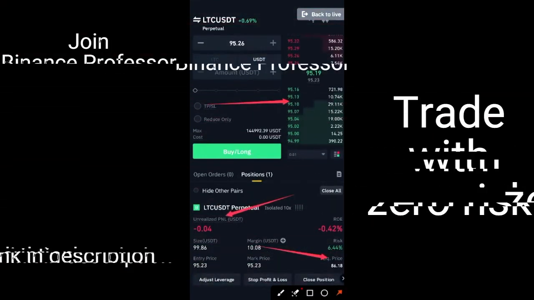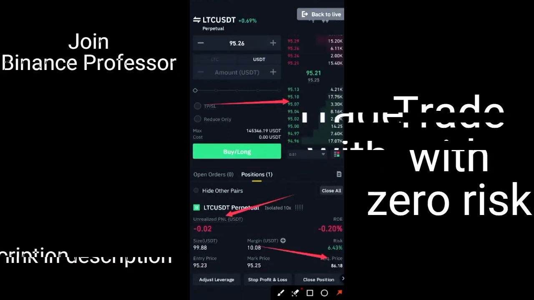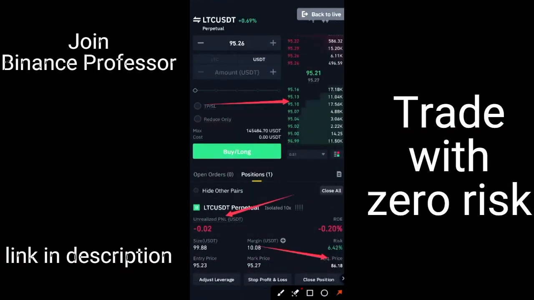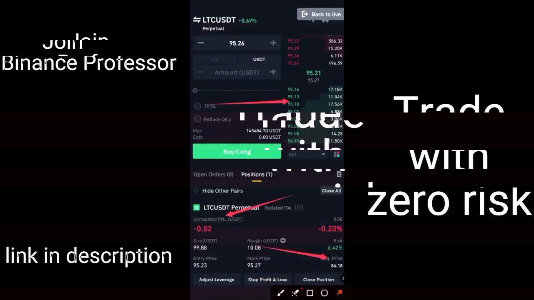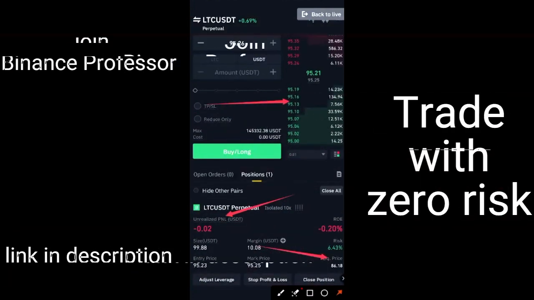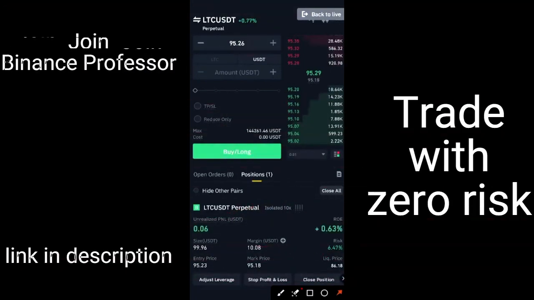Suppose you have a margin balance of $10,000 and you want to trade Bitcoin futures with a leverage of 10x. You decide to allocate 10% of your margin, which comes to $1,000, for this trade.